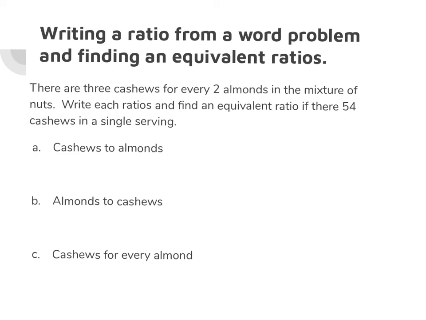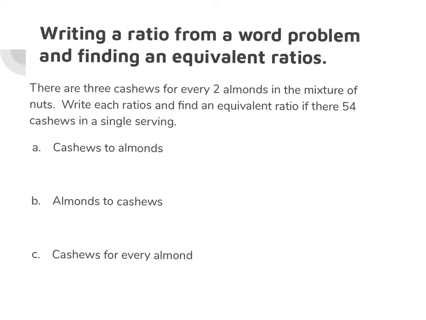So here we're going to be writing a ratio from a word problem and finding an equivalent ratio. The problem says there are 3 cashews for every 2 almonds in a mixture of nuts. Write each ratio and find an equivalent ratio if there are 54 cashews in a single serving. So we're assuming the single serving is the mixture of nuts. Let's go ahead and draw a table.